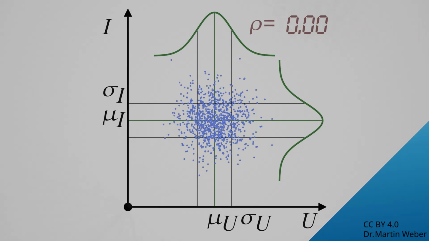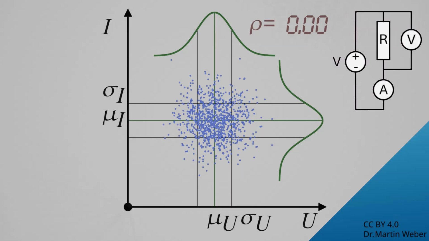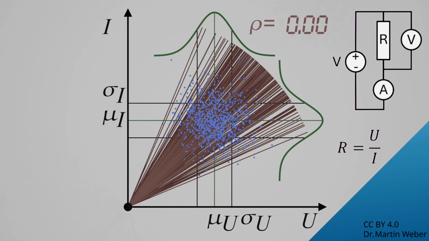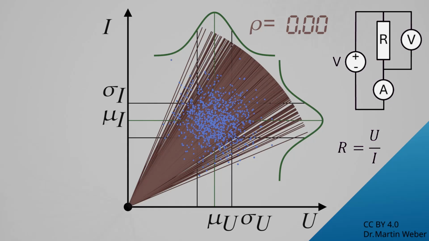Let's consider a circuit to determine the value of a resistor. The voltage and the current are measured. The resistance is calculated using Ohm's law. For each measured point, the resistance can now be calculated and drawn as a slope in the diagram. The shown case assumes that voltage and current measurements are uncorrelated. This can be caused either by the intrinsic noise of the measurement instruments or by a fluctuating resistance value.